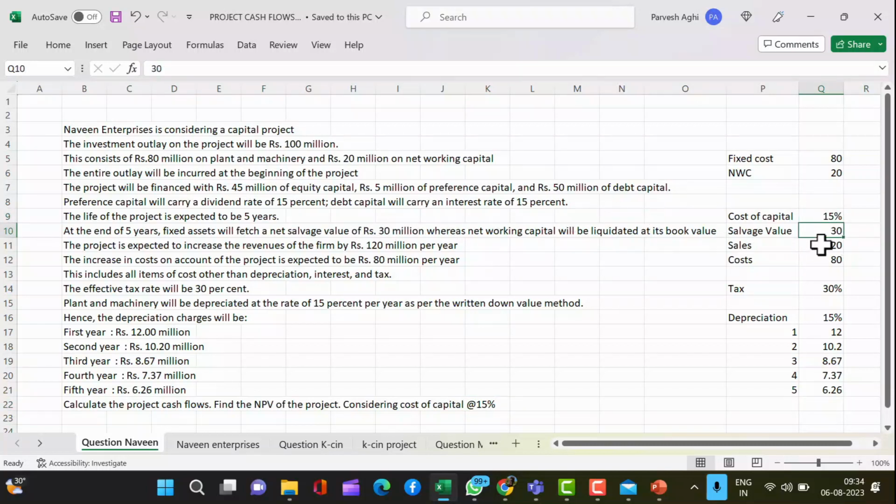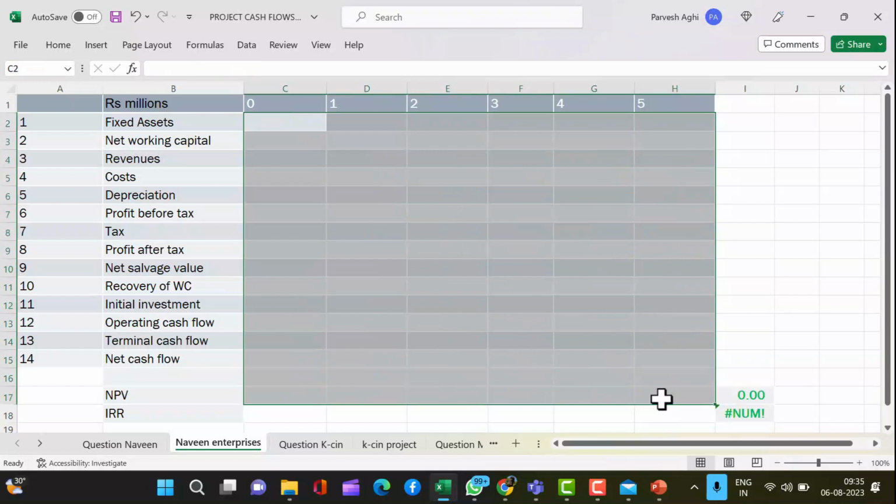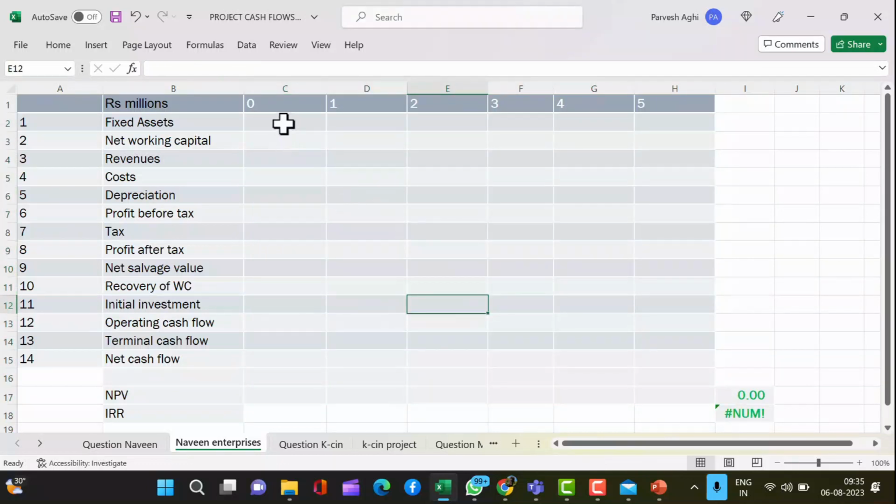Sales 120, cost 80. Tax rate 30%, which is here. Depreciation 15%, which is given as 12 for the first year, then 10, 8, 7, and 6. So I have picked up the figures. Is that okay? Now, sir, we go to the answer. Okay, fine. So what I'm going to do is make it blank. We are going to put a plus sign here and go to Naveen. So you also make it blank. Just make it blank. Have you all made it blank?